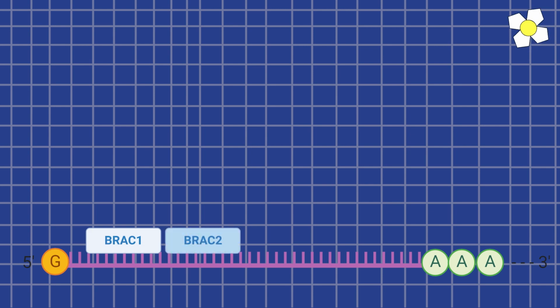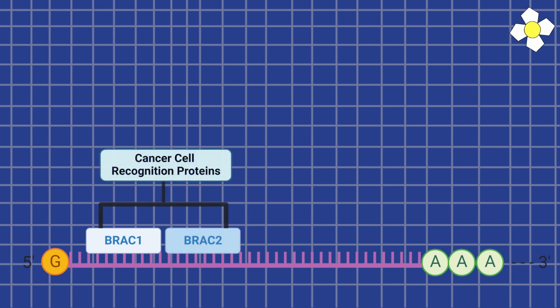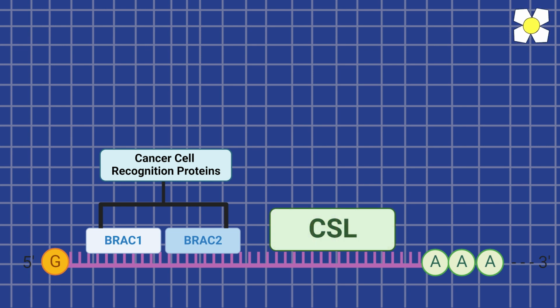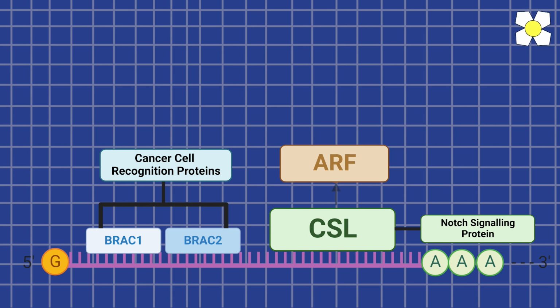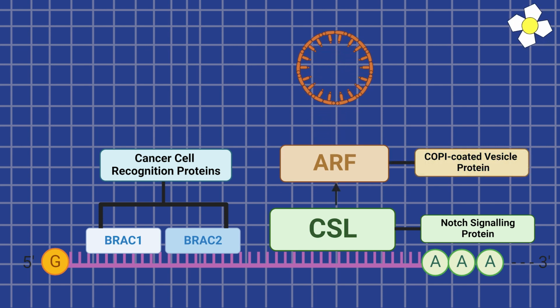The mRNA would then code and overexpress the CSL protein, an acronym for the DNA binding protein that notch proteins interact with, and would need to signal the surrounding cells connected by notch to code and overexpress the ARF protein to form the COPE1 coded vesicles that we will discuss later.